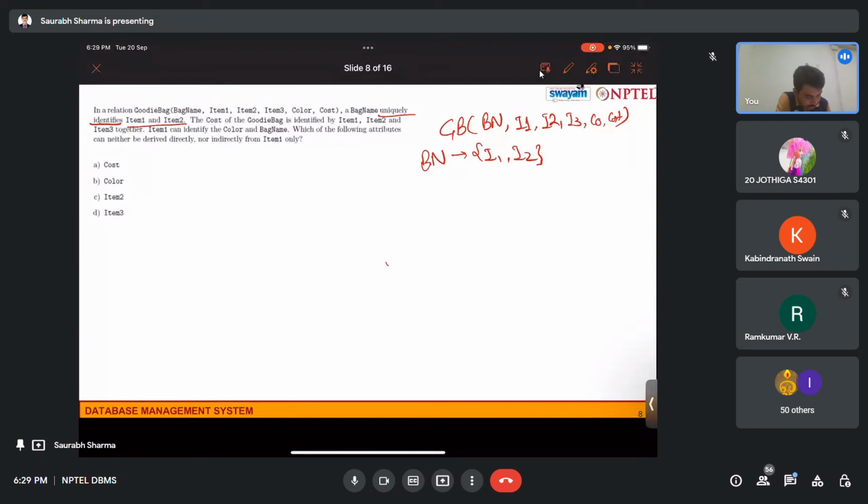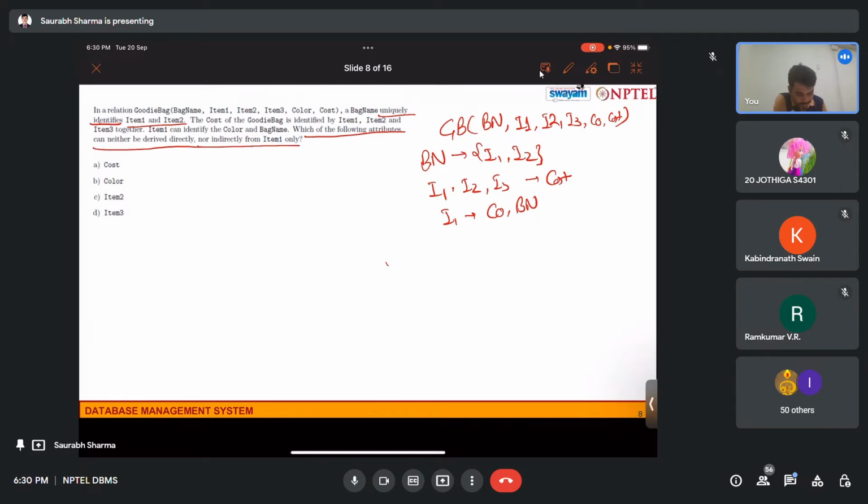What it is telling is that I1, I2, I3, item 3 together can infer the cost. Next is item 1 can identify the color and bag name. Okay. Now, what it is asking: which of the following attributes can neither be derived directly nor indirectly from item 1 only.